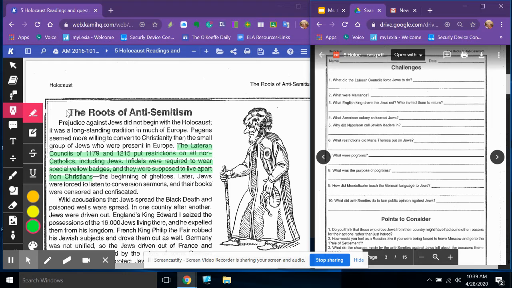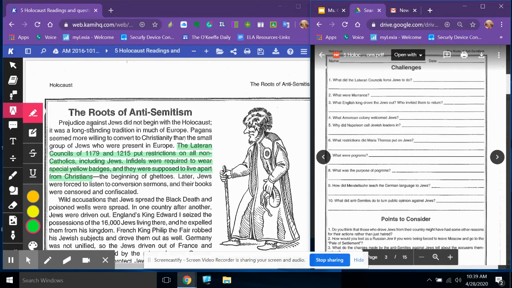So I'm going to go ahead and read this article to you. And as I go, I will highlight things that stand out to me as a place to find the answers to the 10 challenge questions. So here we go. The roots of anti-Semitism.